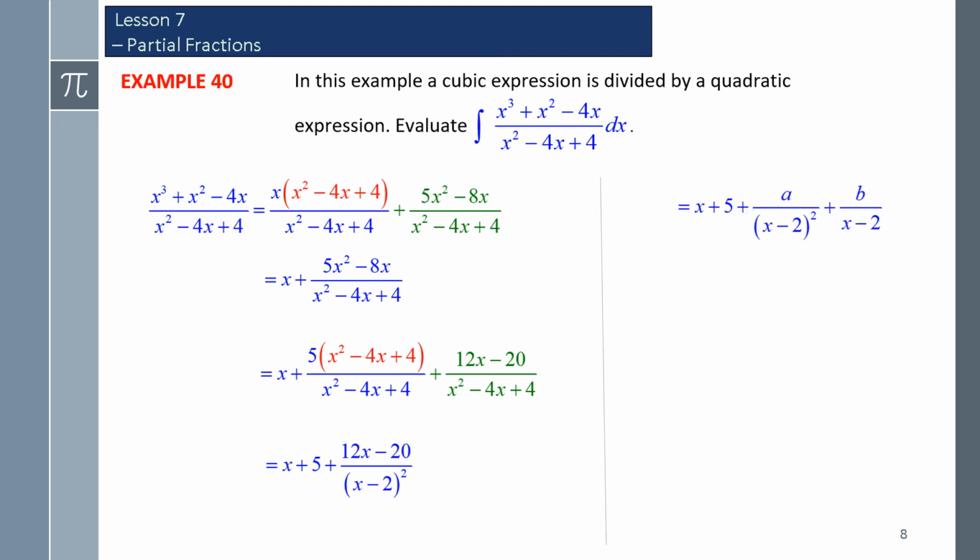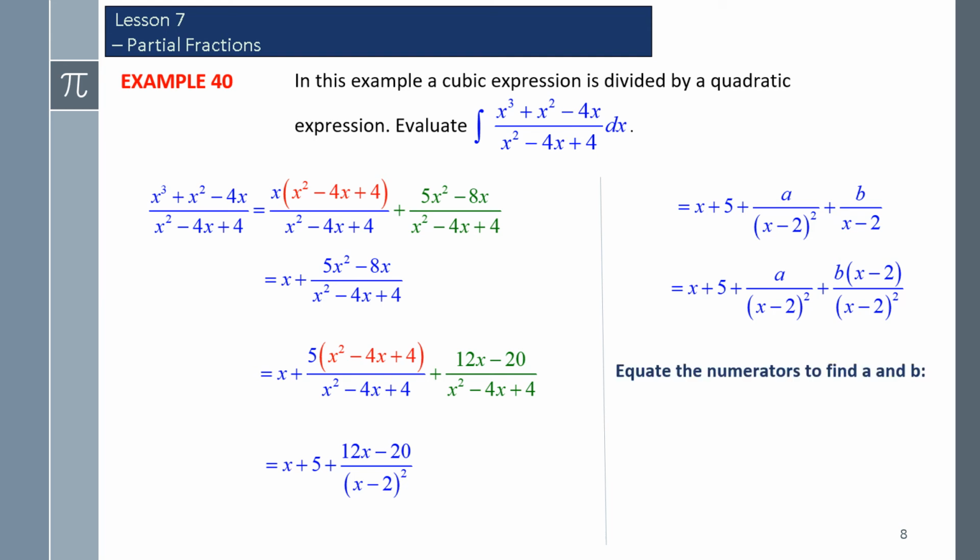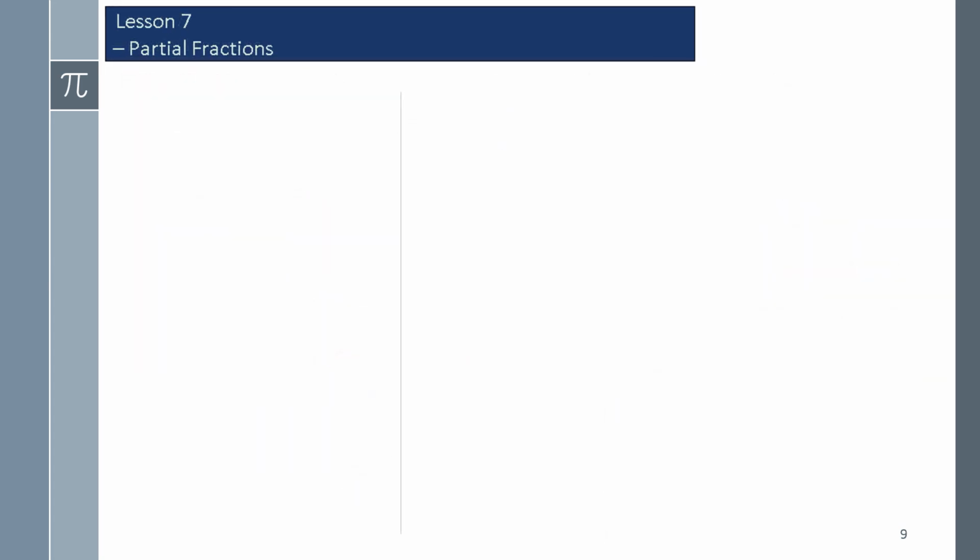Next step. We can write this one as a linear over a quadratic, hence we can write it as a over x take 2 squared plus b over x take 2. Multiply the b over x take 2 by x take 2 over x take 2. Then I have a situation which I can create equating the numerators. We now have 12x take 20 equals a plus b outside of x take 2. We've equated the numerators. Let's let x equal 2.